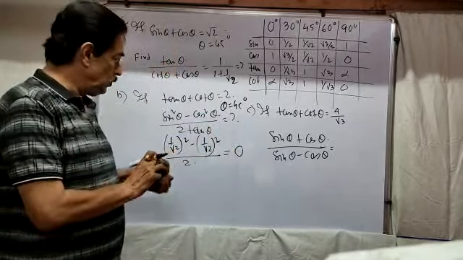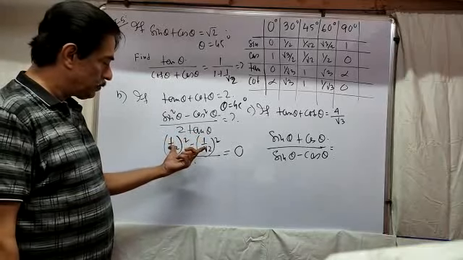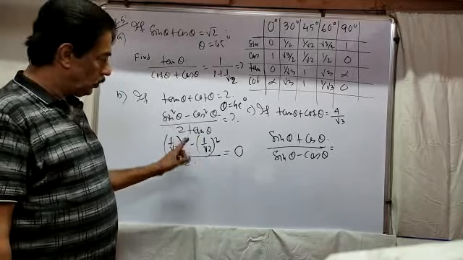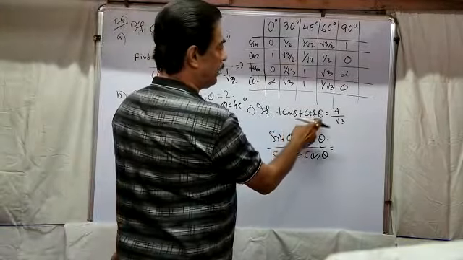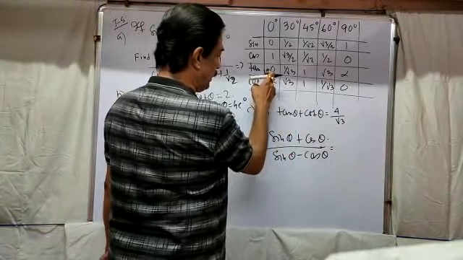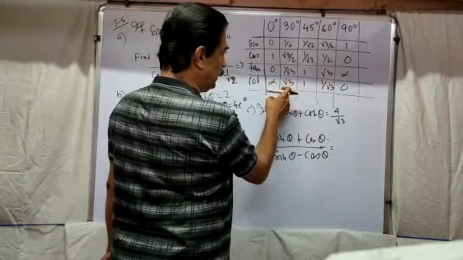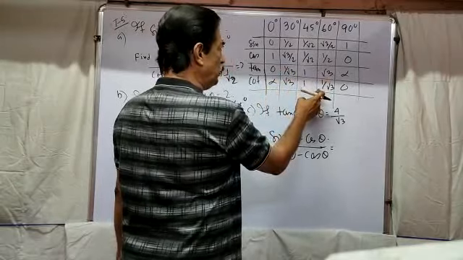You have to minimize your time. You know 1 by root 2 whole square minus 1 by root 2 whole square, whatever the denominator may be, the result will be 0. So don't put the values. Again, tan theta plus cot theta equal to 4 by root 3. At 45 degree the summation does not give 4 by root 3, but at 30 degree the summation is 4 by root 3, and at 60 degree also. You can put any value.